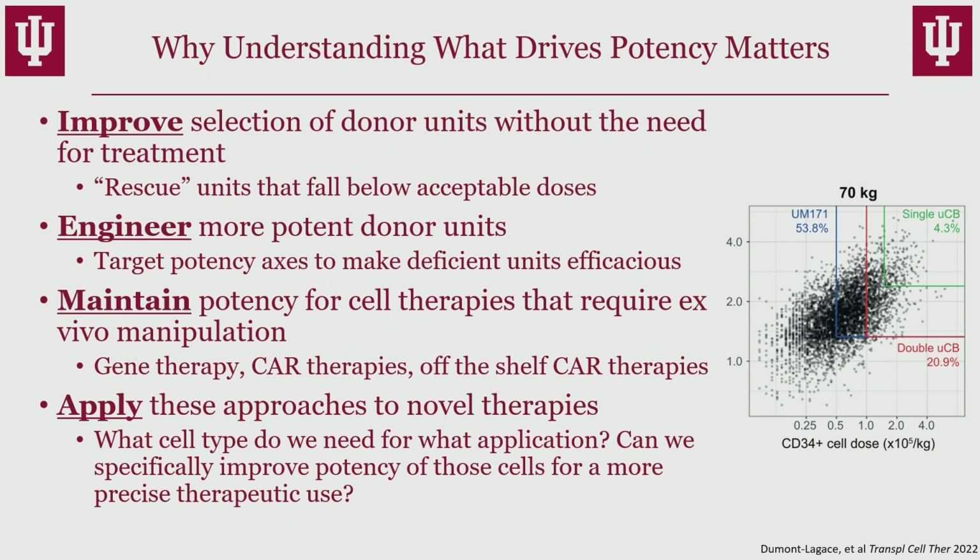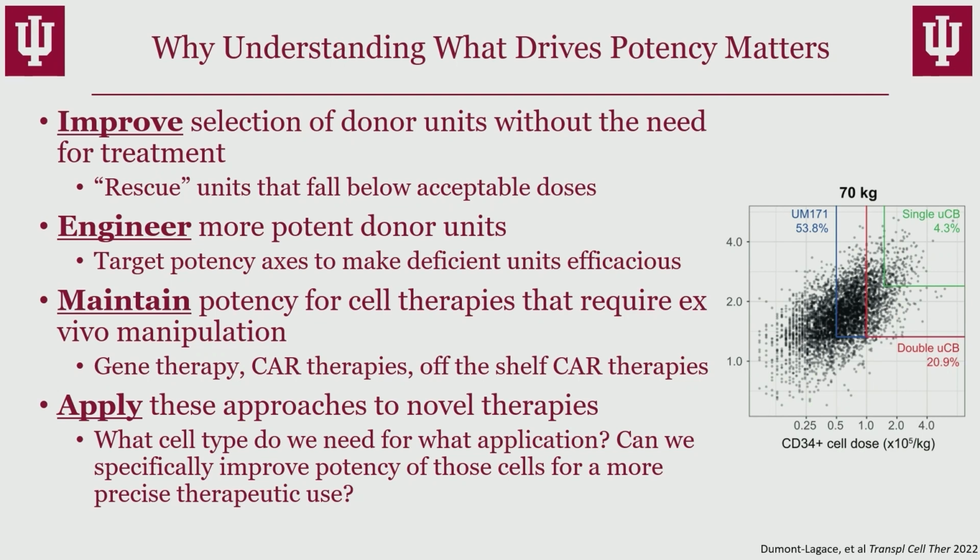It can improve the selection of donor units without the need for treatment. This is a really nice graph by Dr. Cohen's group that shows how they were able to expand that square of usable units using treatment of UM171. And we're hoping maybe if we can select more potent units, we can expand that square again, just through the selection of units. Can we rescue those units that fall below these acceptable CD34 and TNC doses?